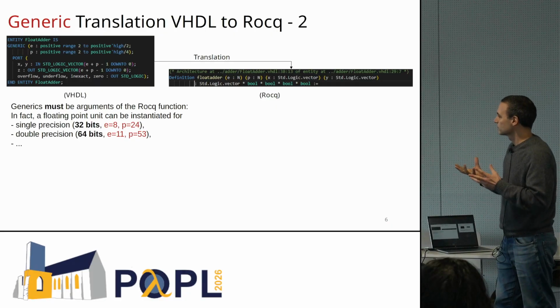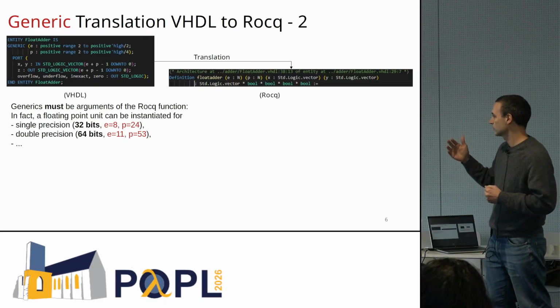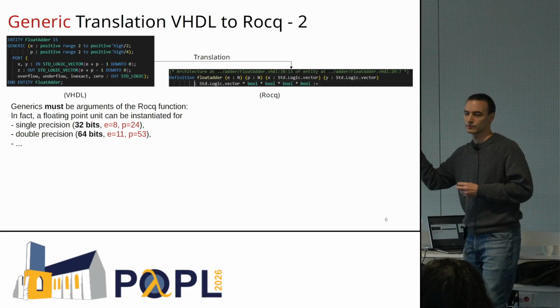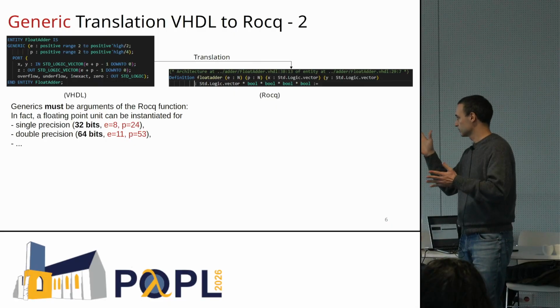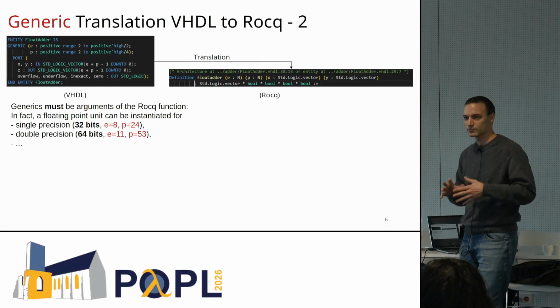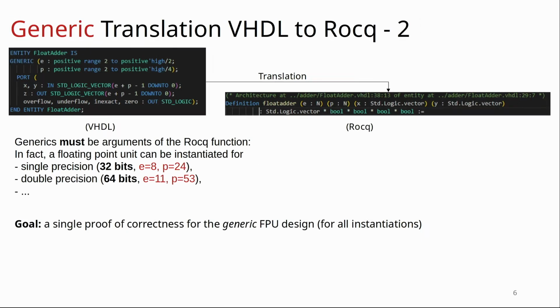This makes sense. Generics must be arguments of the Rocq function because, if you have floating point operations as an example, you can instantiate for single precision, double precision, custom precision. And we're going to prove properties of such designs. We want one single proof of correctness for a generic FPU design. So we do not want to maintain several proofs for each possible instantiation. This is not elegant and this doesn't make sense. All right.